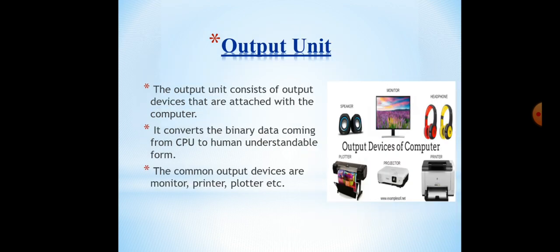Now we look at the output unit. The output unit consists of output devices that are attached to the computer, which we have already learned in the previous lesson. It converts the binary data coming from the CPU to a human understandable form. The common output devices are monitors, printers, plotters, and so on.